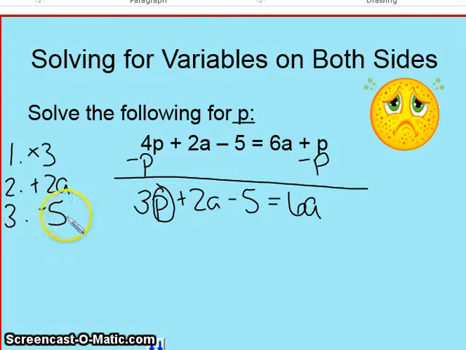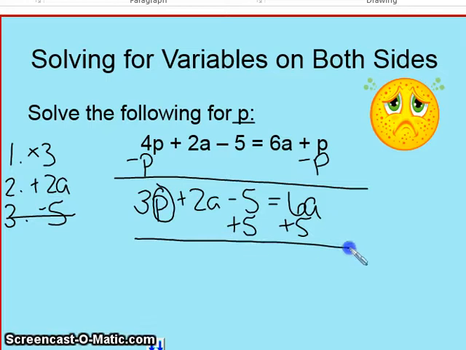So I'm going to start with the last thing I would be doing, which would be subtracting 5. And I'm going to do the opposite. So I will add 5 to both sides. Now when I do that, I still have 3p plus 2a. Negative 5 plus 5 is 0. And then 6a and 5 are not like terms because this one has an a and this one does not. So I can't combine them. So I will just write them as is, 6a plus 5.